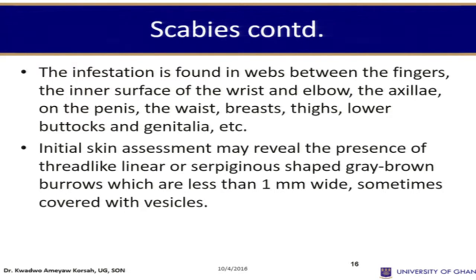The infestation is found in webs between the fingers, the inner surface of the wrist, the elbow, the axilla, the penis, the waist, breast, thigh, lower buttocks, and the genital area. Other specific areas can also be identified. Initial skin assessment may reveal thread-like, linear or serpentine-shaped gray-brown burrows, less than 1 mm wide, sometimes covered with vesicles. Here we are talking about the configuration or shape of the lesions that they cause.